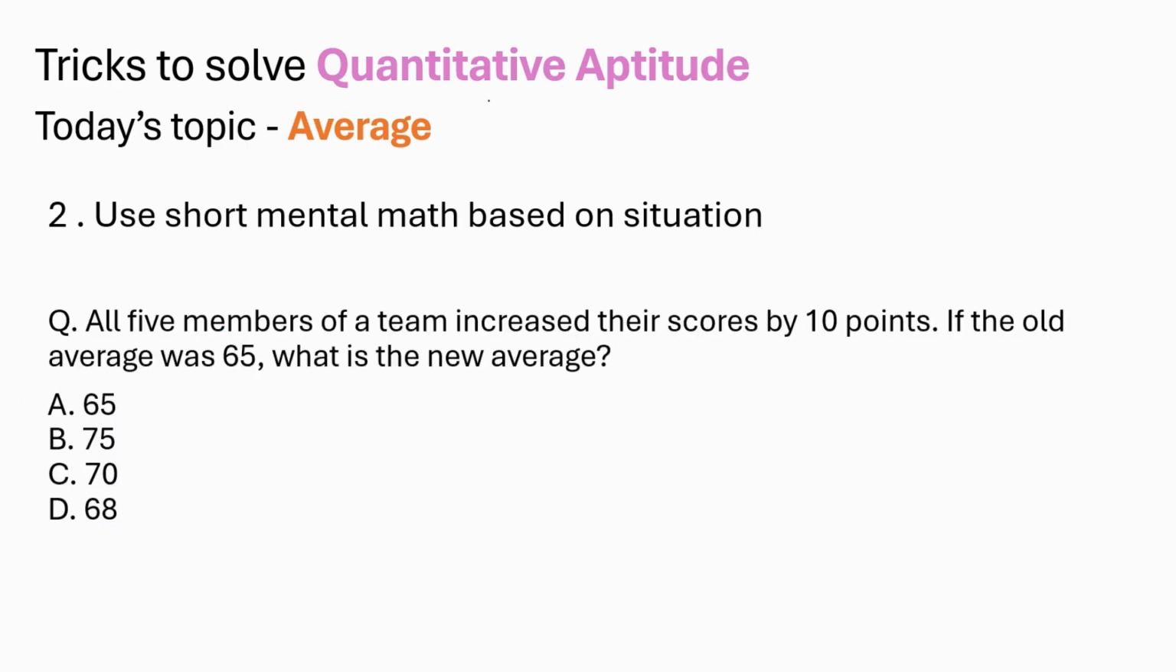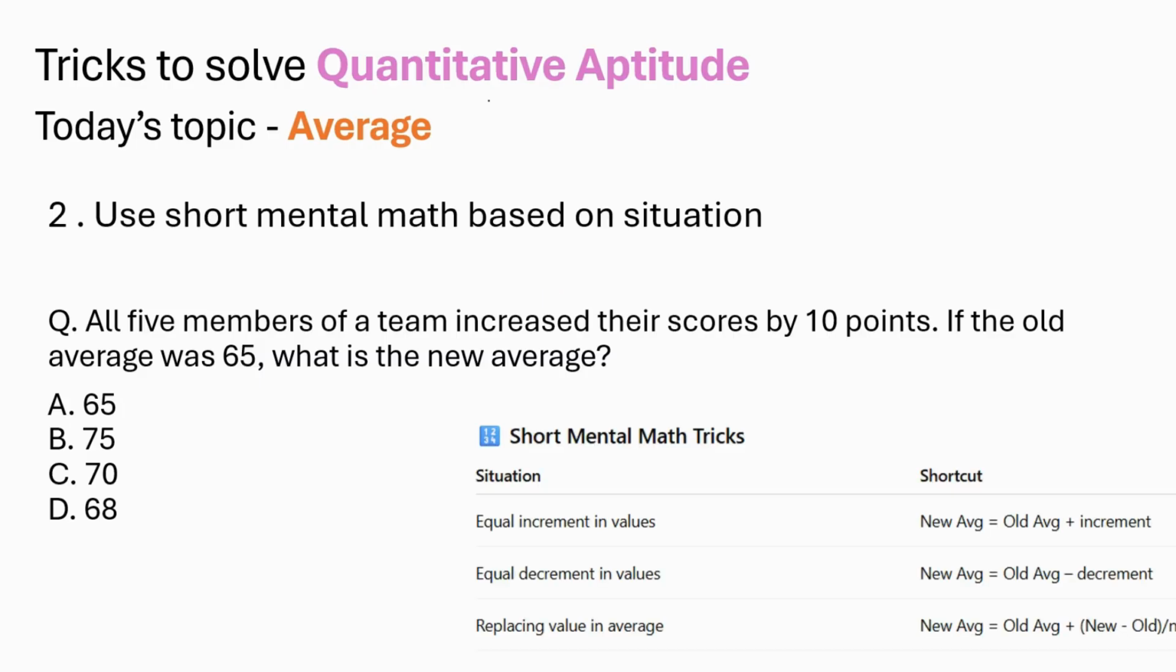So our question is: suppose all 5 members of a team increased their score by 10 points. The old average was 65. So what is the new average? We just saw that for equal increment, new average equals old average plus increment. So the old average is 65 and the increment is 10. So your new average is 75. No need to calculate anything. Just remember these tricks, these formulas. Then you can solve these kinds of questions quickly.